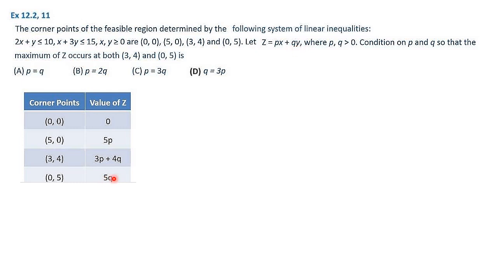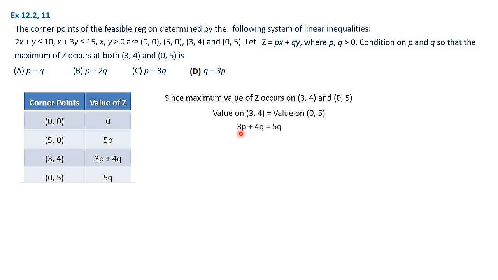So we have got these. Now the given condition for us is z is maximum at both (3, 4) and (0, 5). So z is maximum at these 2 points. So the maximum value of z occurs at (3, 4) and (0, 5). The value at (3, 4) is equal to the value at (0, 5). Both values must be the same because it is given to us. With these 2 points we get the maximum.